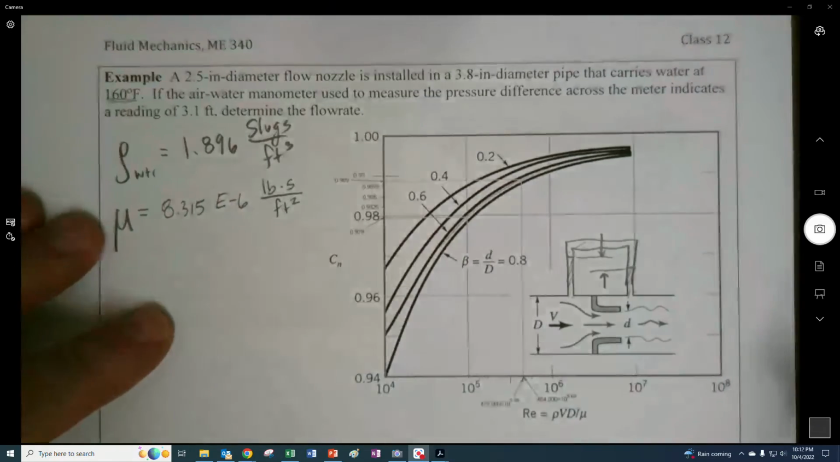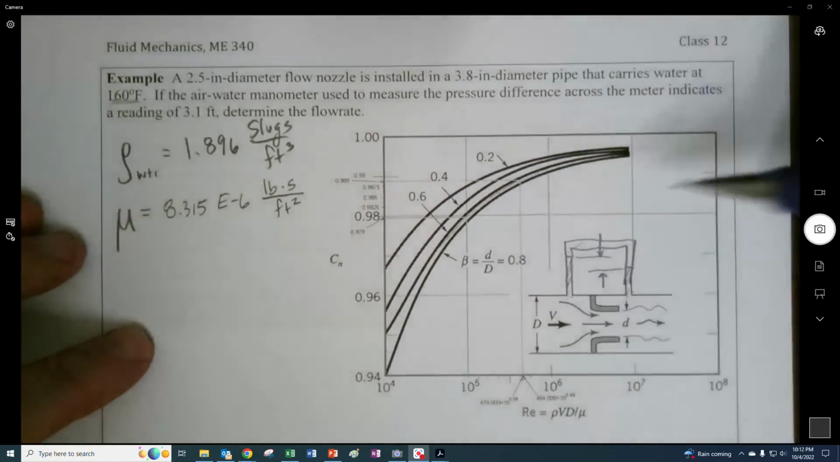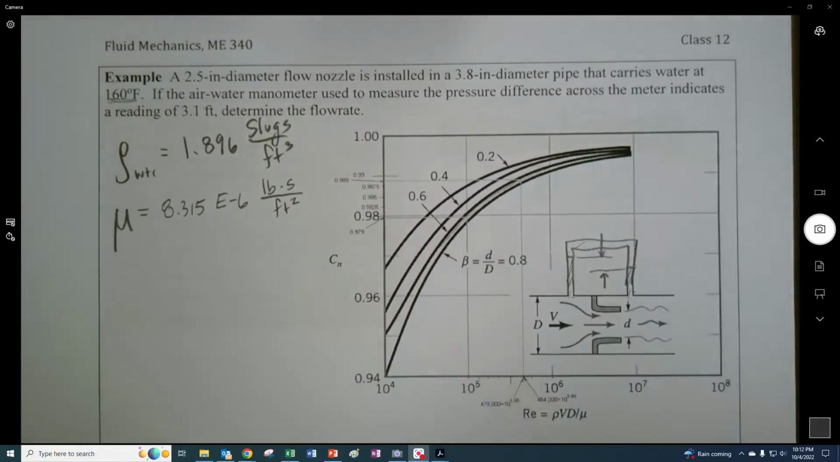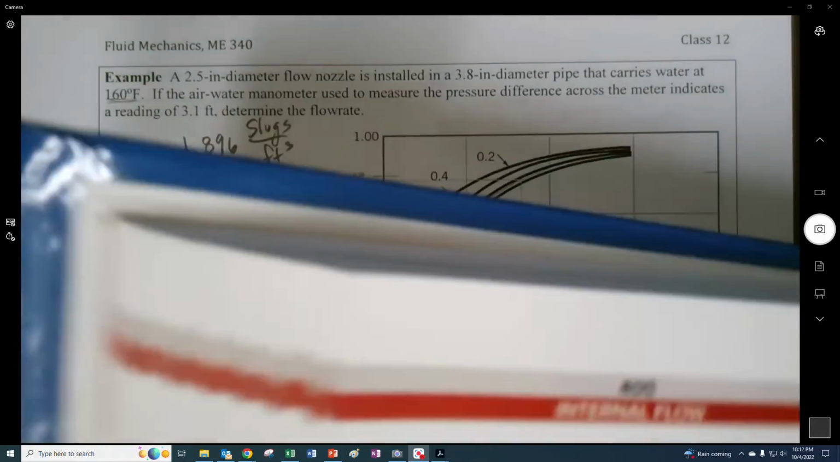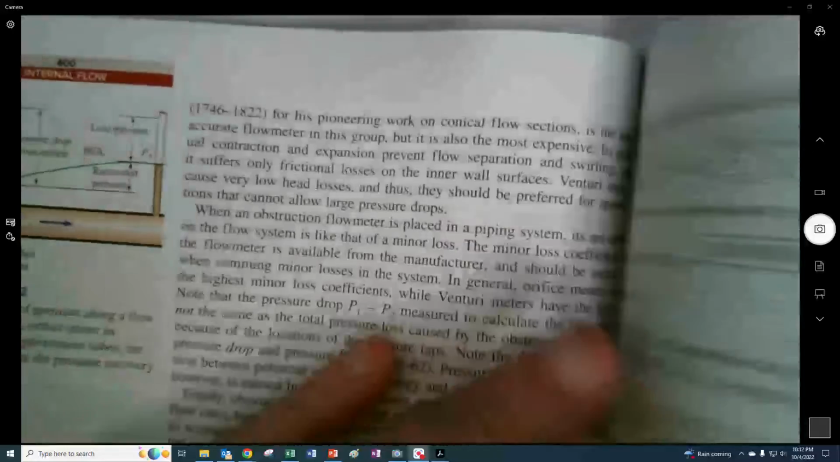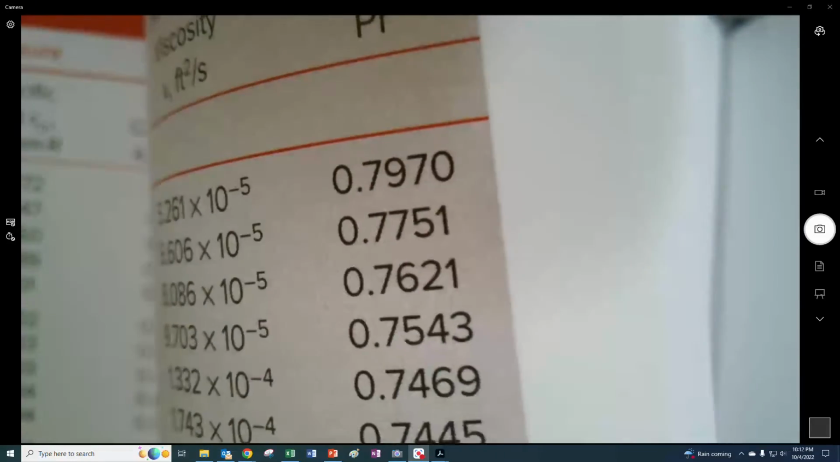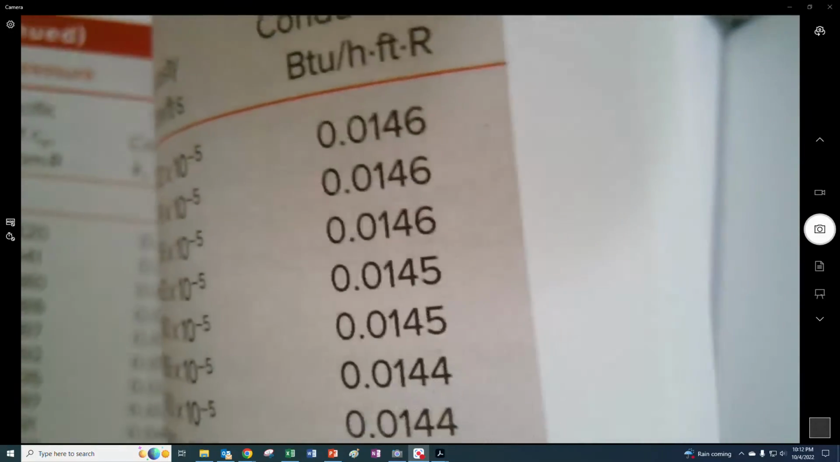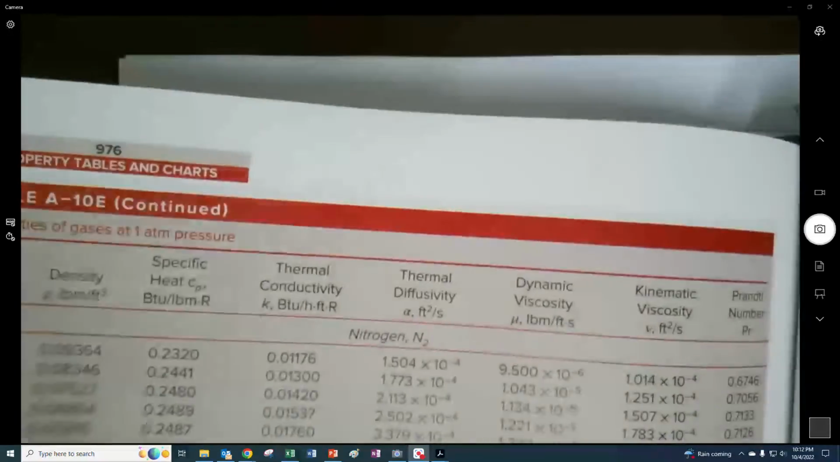And I think this problem is actually from Munson. This figure is from Munson. But if you were to use Cengel and look this up, I'll give you an example right here. You can go to table A3E. All right, so let's see, we'll go to A3E. This is A9A.